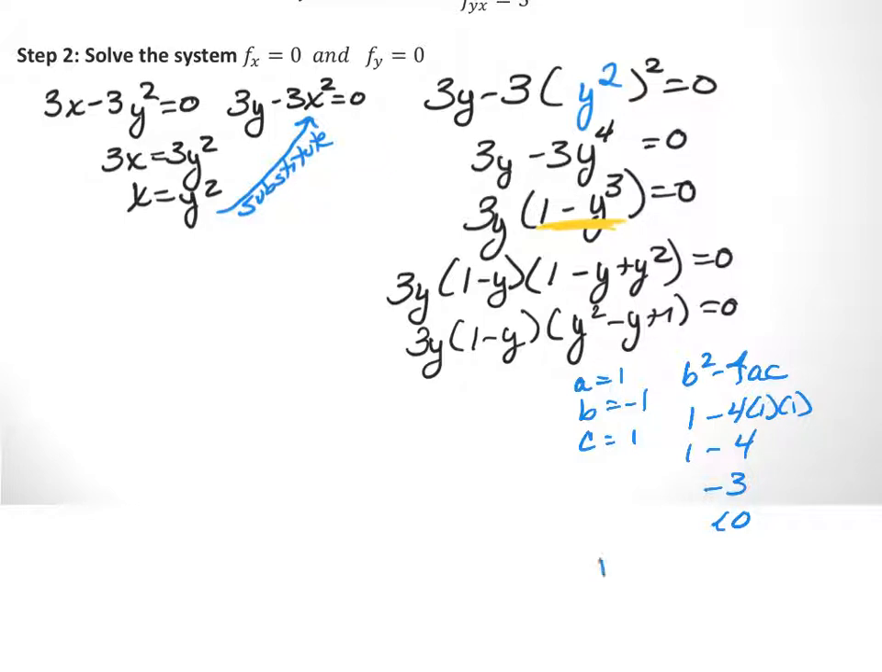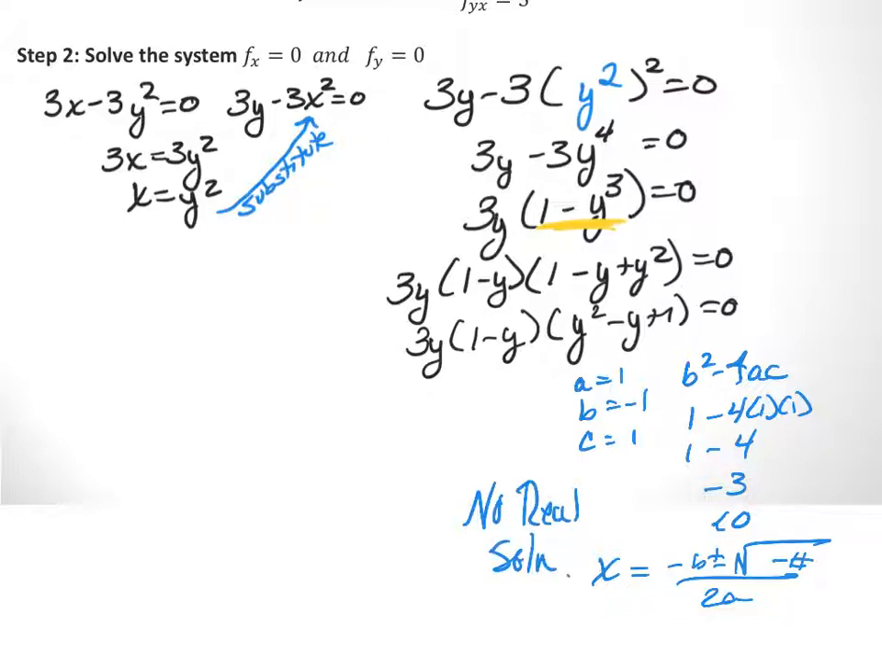So in the quadratic formula, what that means is you're getting negative b plus or minus the square root of, and you got a negative number in here. So what that means is no real solution. So that particular part of our factorization, we get no roots from that. We are going to get one from each of these. 3y equals 0, so y equals 0, and 1 minus y equals 0, so y equals 1.